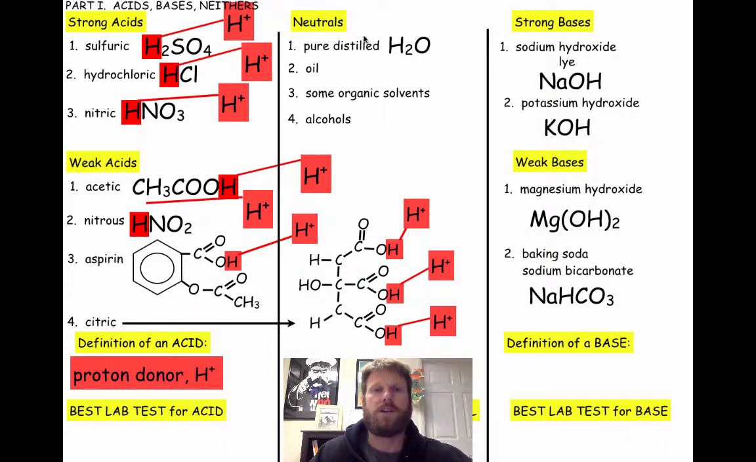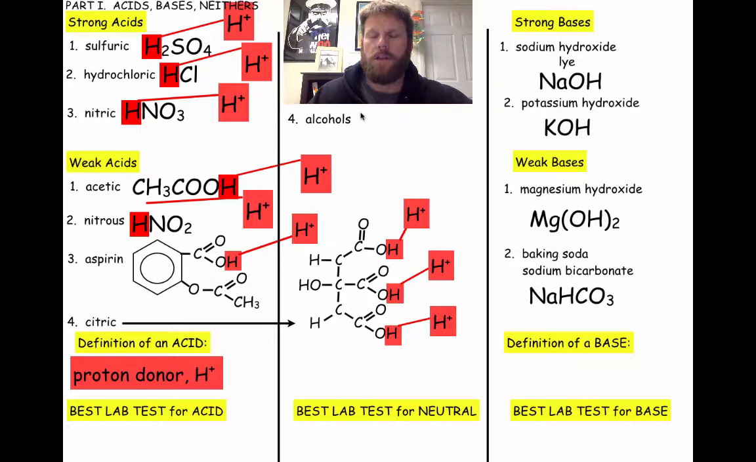We have here a list of neutral substances. The most common we'll use in the lab is distilled water, but some organic solvents and alcohols and oils will also have neutral pHs. Let's look at some base examples here.